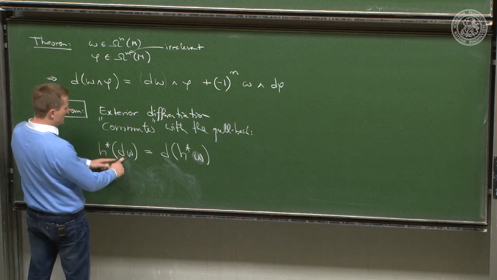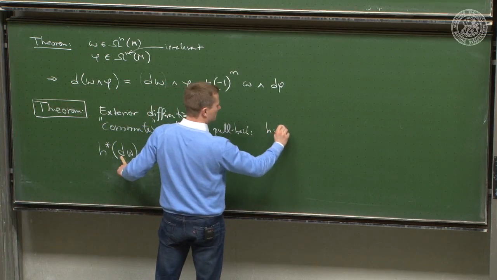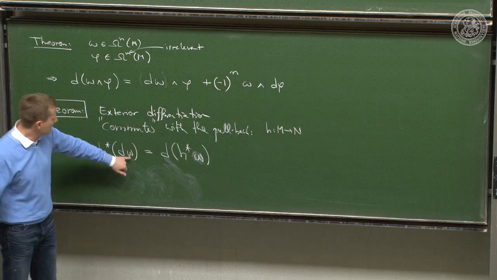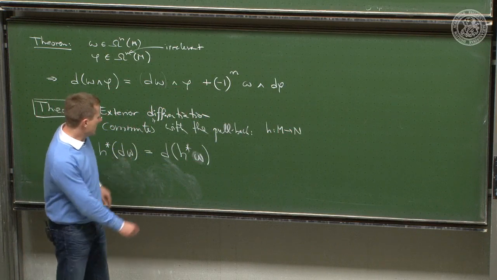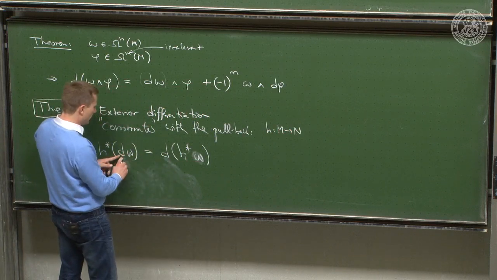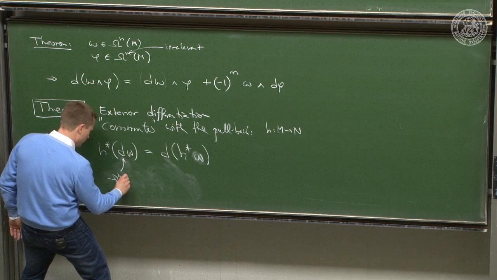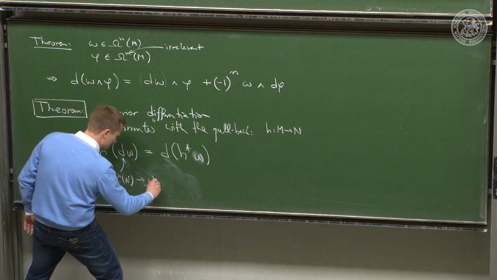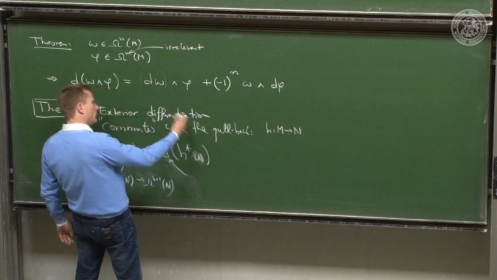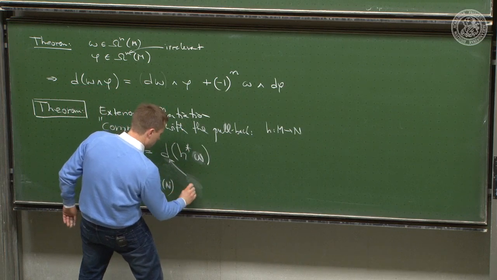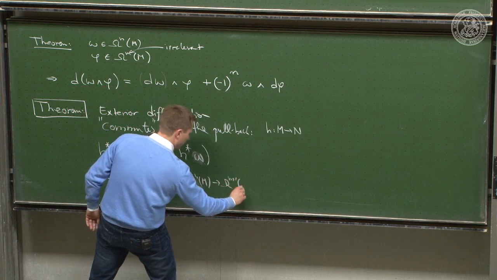So if it's the pullback, this must be the one on the manifold. So if h is a smooth map from M to N, then this omega must be a form on N, and this omega must be a form on N. And exactly, so this d acts on an n form on N to make it an n plus 1 form on N. That is right. And here, this d, because the pullback has already happened, takes an n form on M and makes it an n plus 1 form on M.